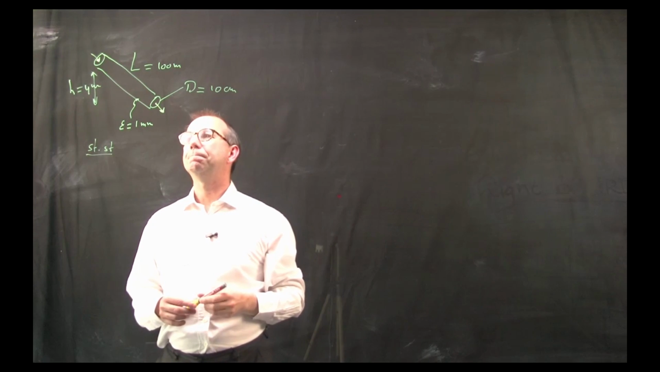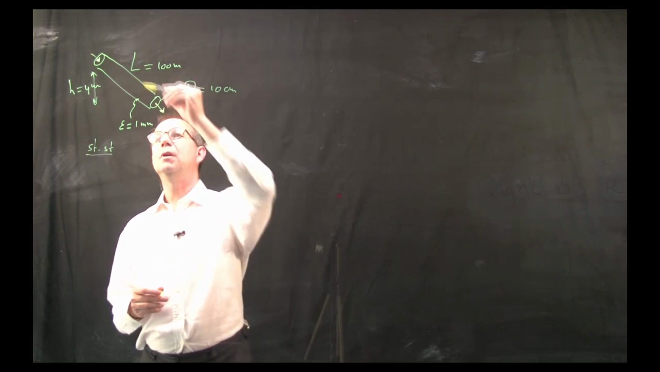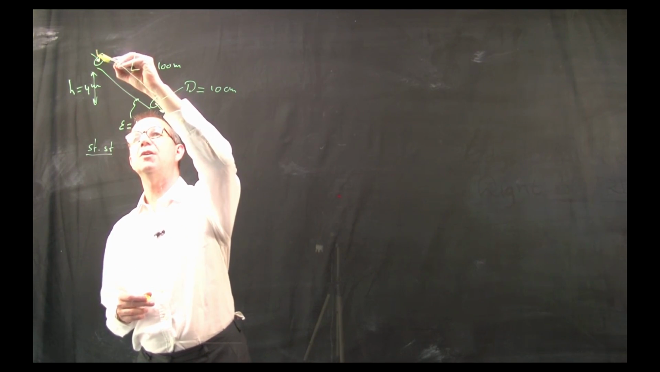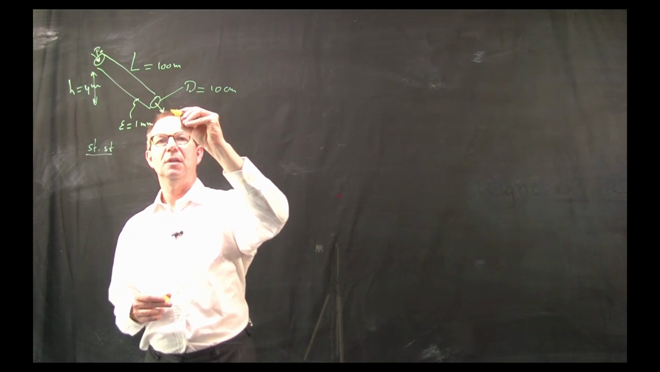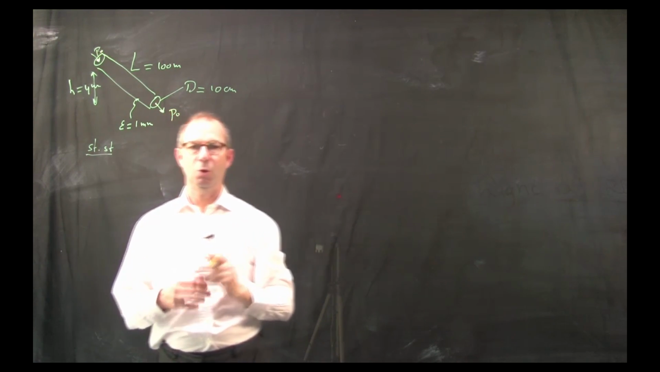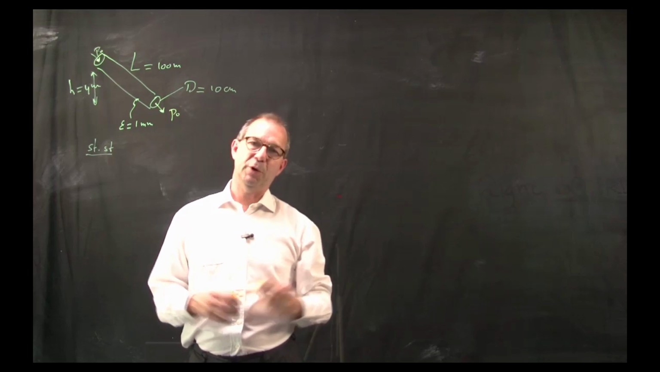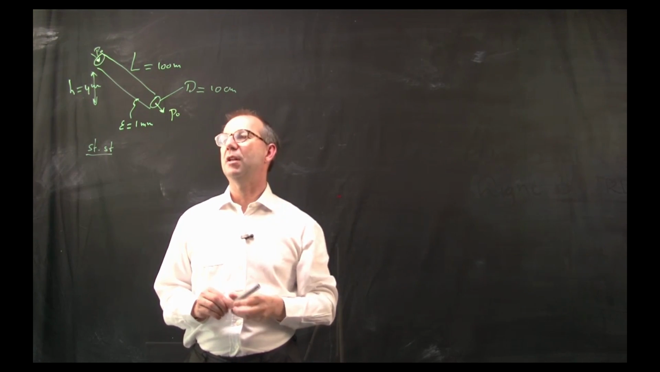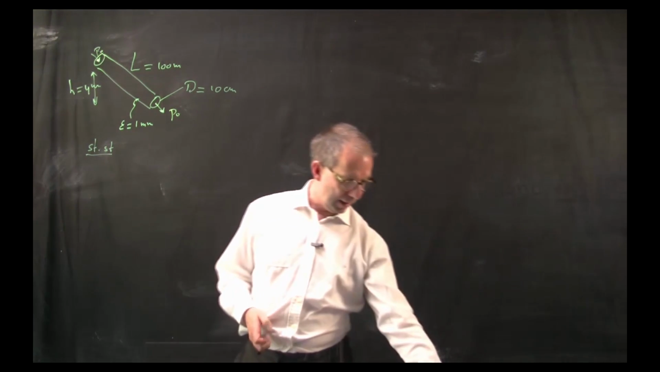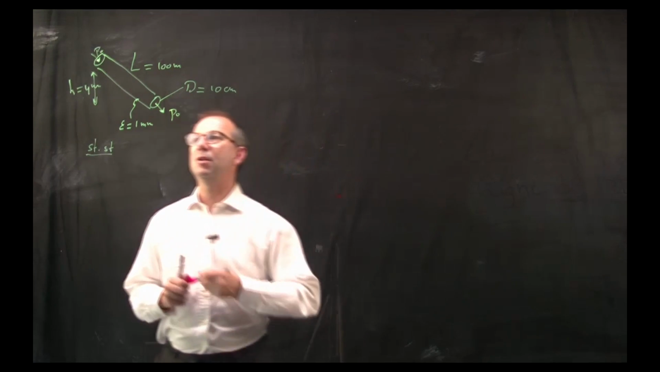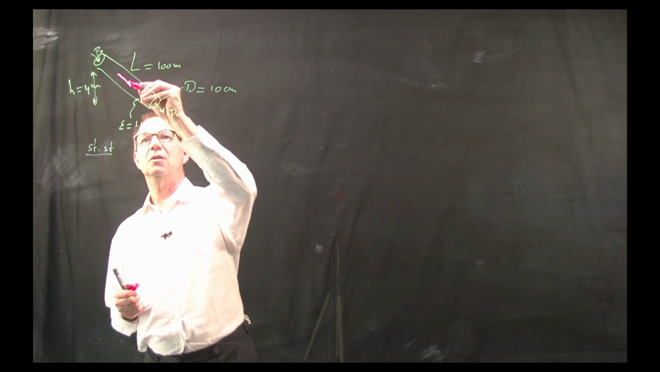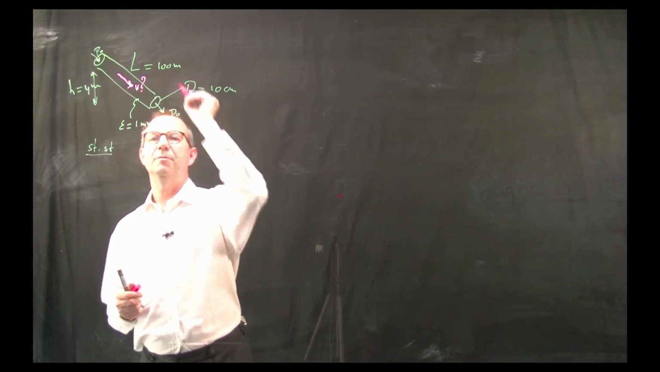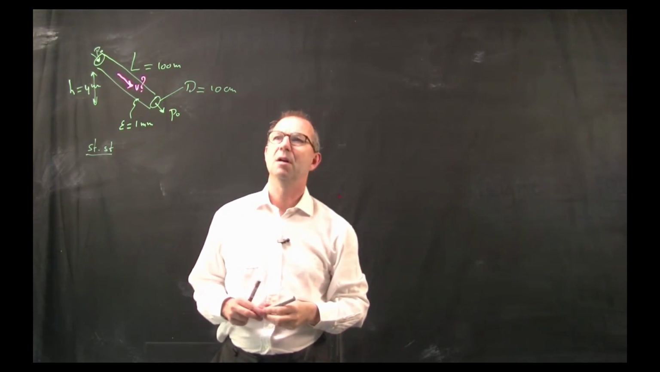and we assume that here is atmospheric pressure and here is atmospheric pressure. So we ignore inflow and entrance and exit effects. And what we would like to know is what is the water velocity, the average velocity in this tube.